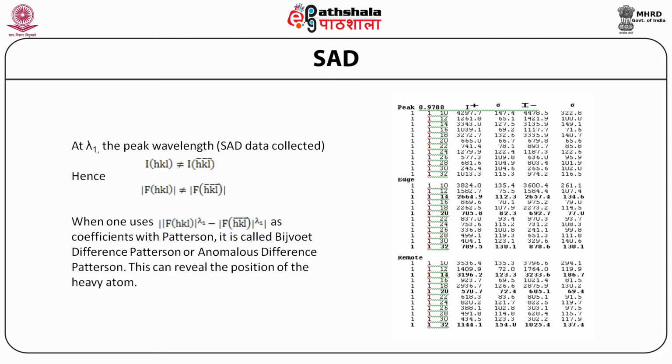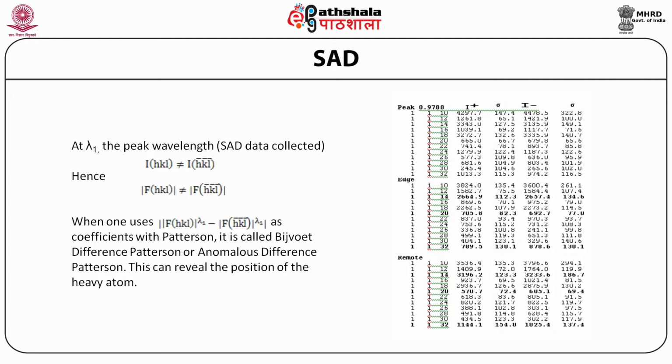Therefore, when you use the absolute of mod F HKL at lambda 1 minus mod F H bar, K bar, L bar at lambda 1 as a coefficient of the Patterson, this is known as bijvoet difference Patterson or anomalous difference Patterson. This will eventually give the position of the heavy atom because hundreds of reflections are there which will differ in the intensities. So this is the first one.